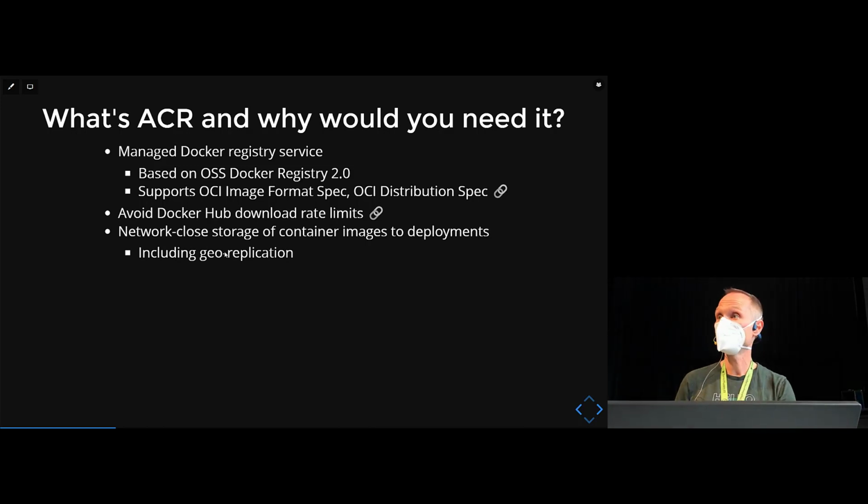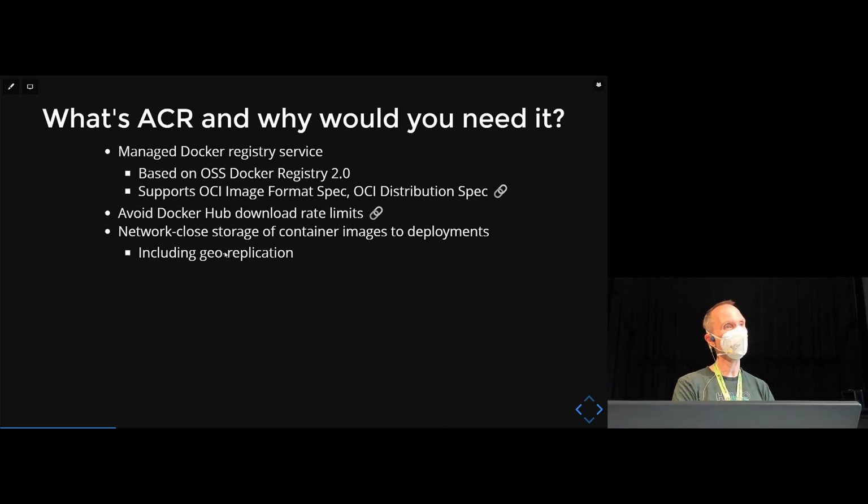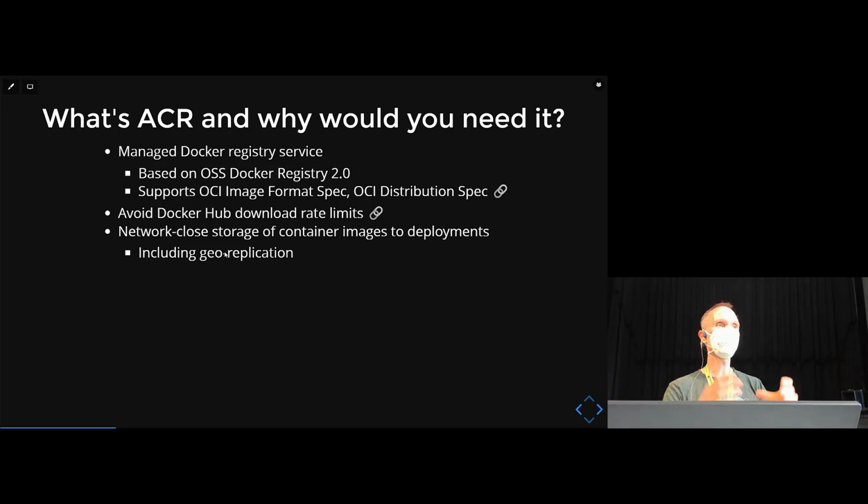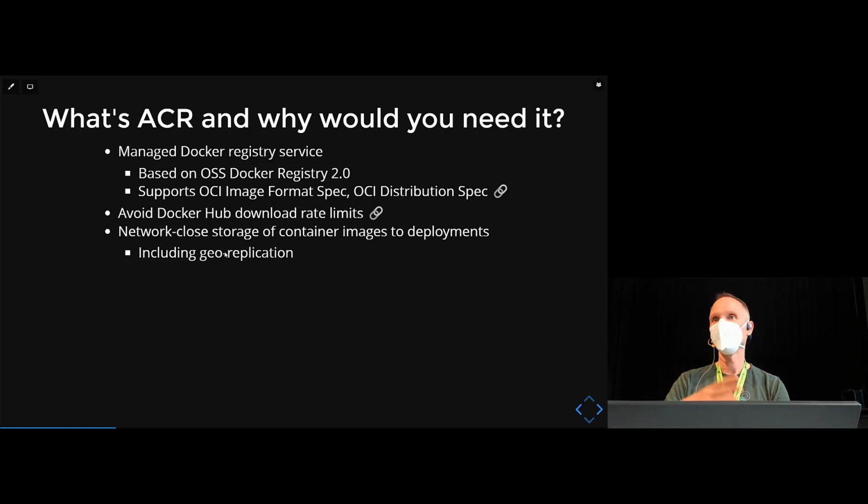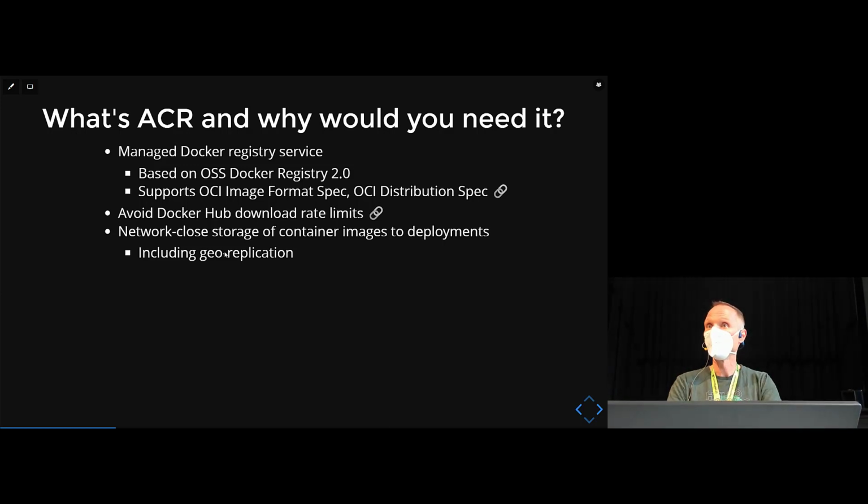But the second thing, and this is even more important, the ACR allows you to network-close store your container image to your deployment. So if you want to deploy your apps, for instance, in Microsoft Azure Western Europe, that's a data center near Amsterdam, then it would be nice if the container images are already stored, from a network perspective, right beside your deployment location. And that is exactly what ACR can do. You can put your ACR right beside your deployments, and with that, speed up deployments and things like that.